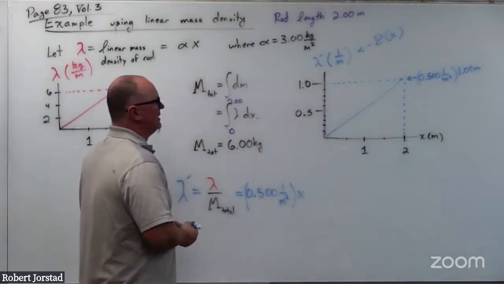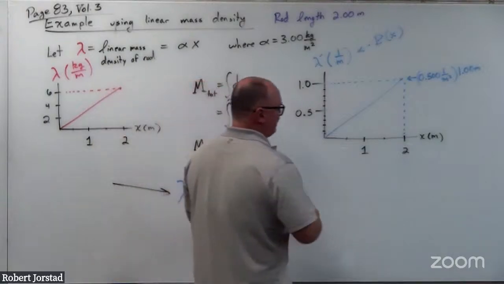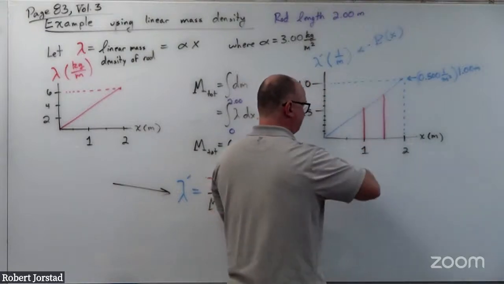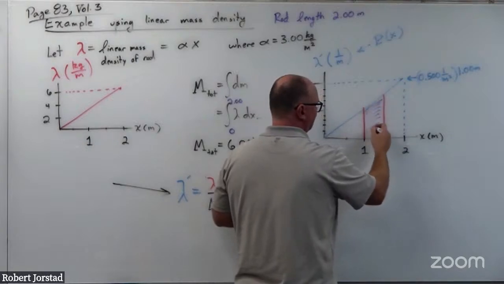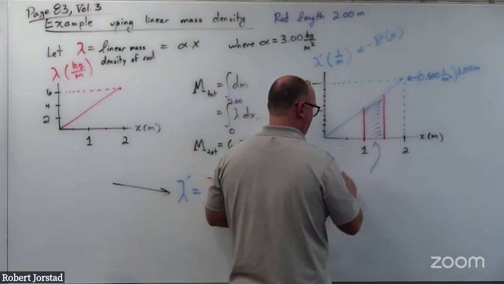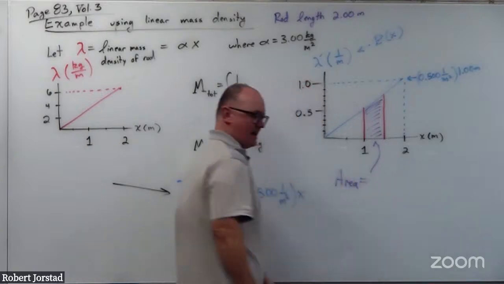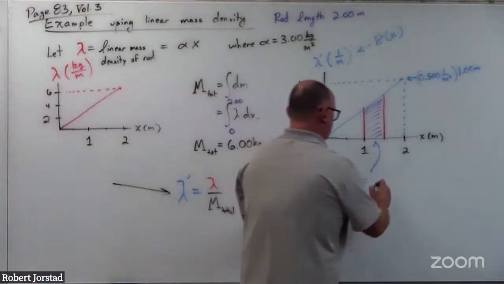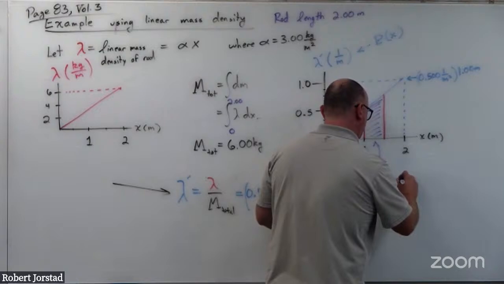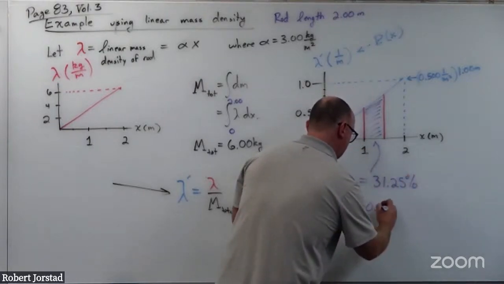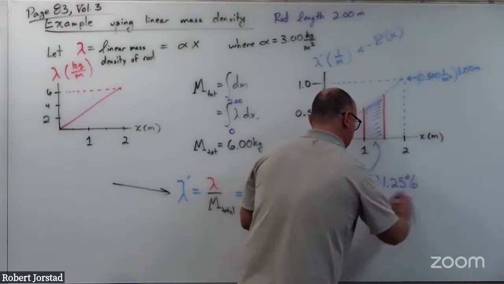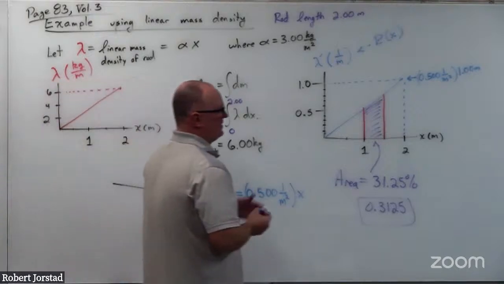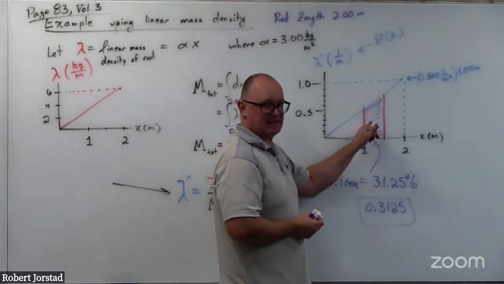That's cool, all right? If I wanted to find what fraction of the mass is between these two spots, I could look at these two spots right here, and I could get that area. And I believe I did the math on this already. So this is 31.25%. Or maybe if you're tired, you end up getting this decimal number, which is 31.25%. So we see that 31% of the mass is in this region.